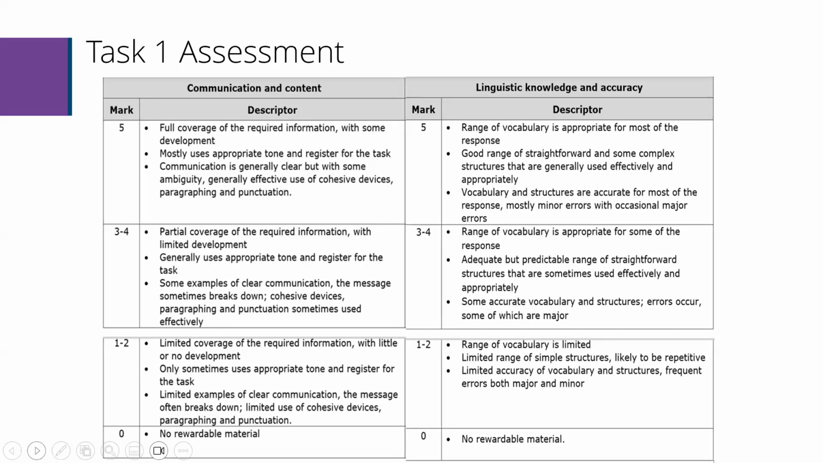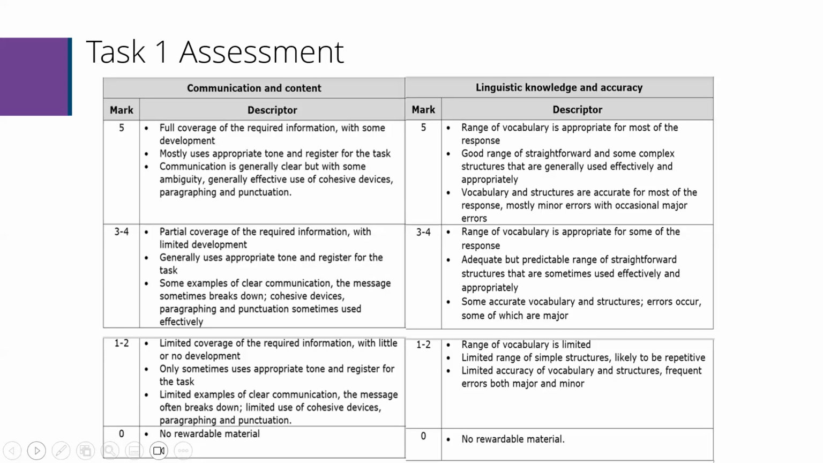It's really important that in that 5 mark band, full coverage of the required information with some development. That was just what I showed you there. I want to go shopping because I need to buy some new clothes for a party at the weekend, and that counts as some development, but it covers the bullet point. Okay, appropriate tone and register.